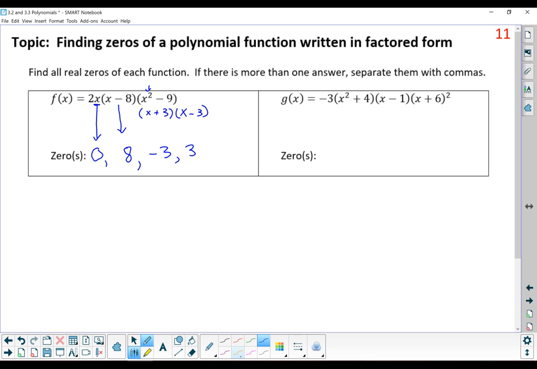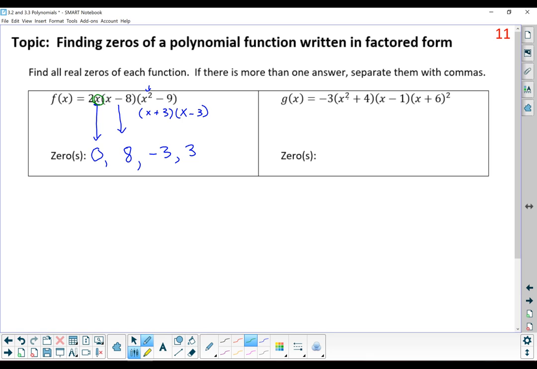The next polynomial, g of x, also in a factored form. We're looking for the zeros of the function. Now you'll notice there's not an x with this negative 3 like there was over here. If there's not an x up at the front, it does not have a 0 of 0. So that's not contributing a 0. That negative 3 is a type of stretch or reflection stretch.